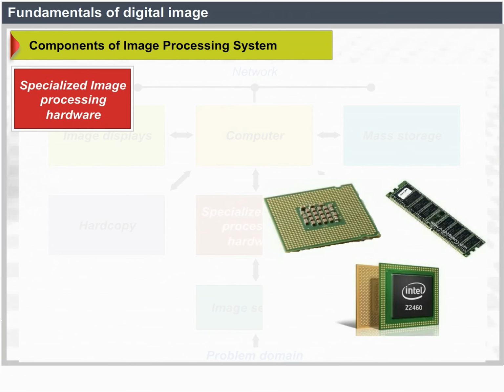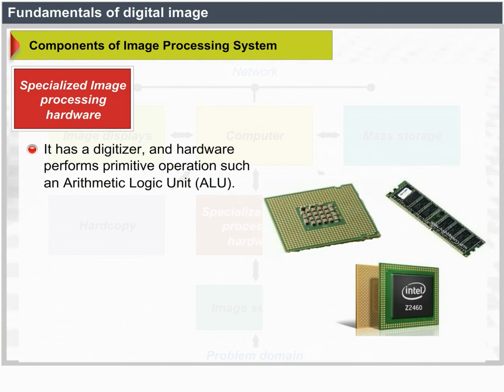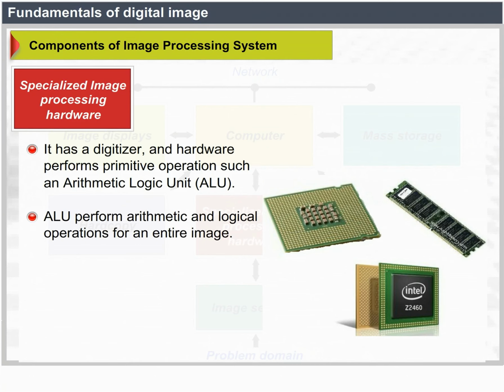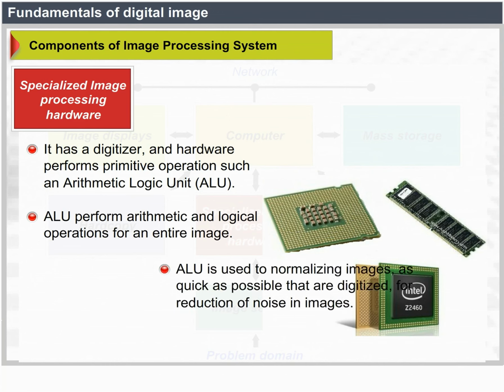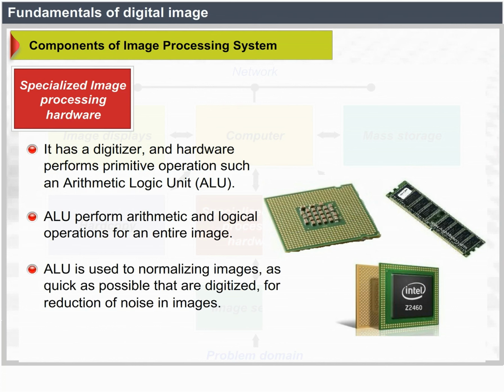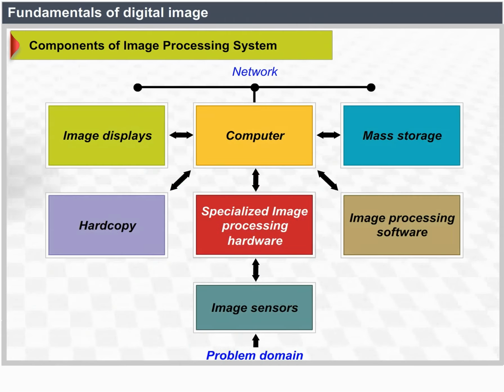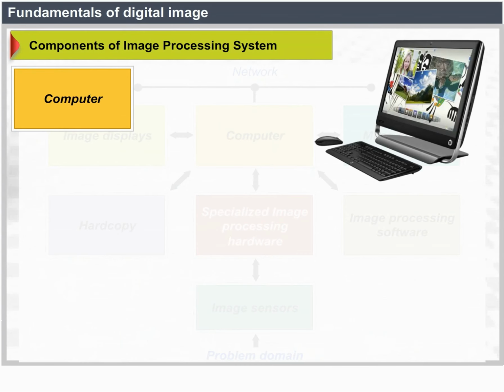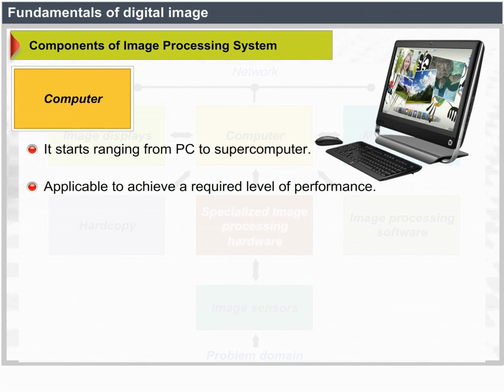Specialized image processing hardware. It has a digitizer and hardware which performs primitive operations such as an arithmetic logic unit. ALU performs arithmetic and logical operations for entire images. ALU is used for reduction of noise in images. This hardware is also called the front-end subsystem. Computer. It can range from a PC to a supercomputer, used to achieve a required level of performance.